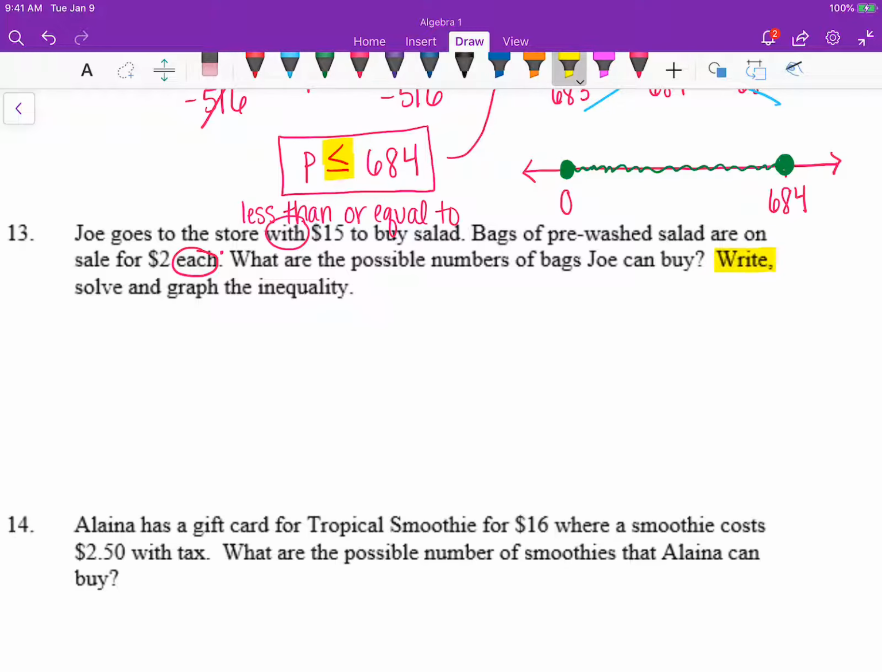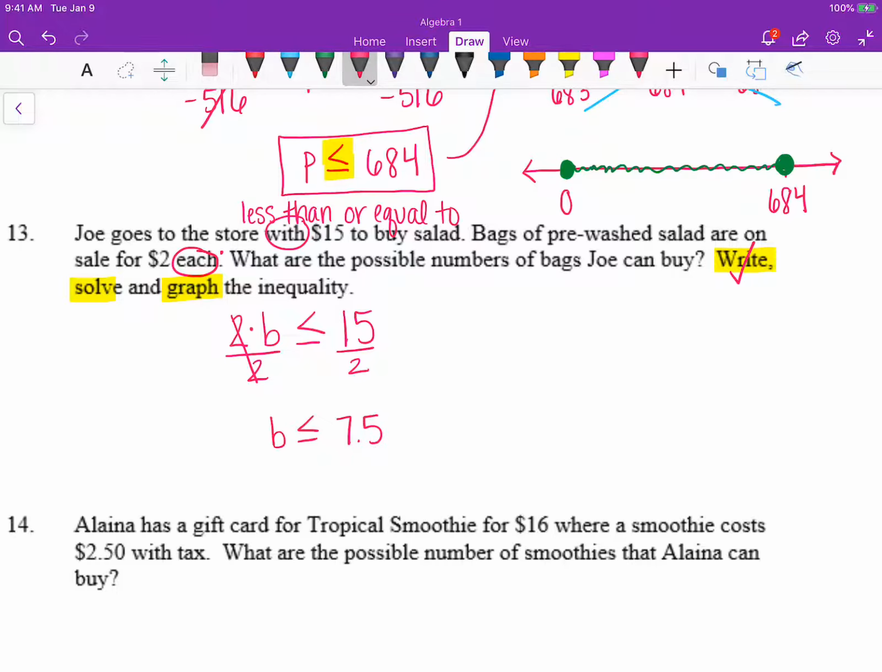We're going to, again, write, solve, and graph this. So if we start with how much the bags of salad are, they are $2 each, which we said means times. But we don't know how many bags of salad he's going to buy. So I'm just going to use B for bags of salad. We only have $15, so we have to stay less than or equal to that, so we don't spend over what we have, so less than or equal to 15. From there, we start solving. So we already wrote it, we just have to solve it now. To get B alone, we can divide by 2 on both sides, and that gives us B is less than or equal to 7.5.